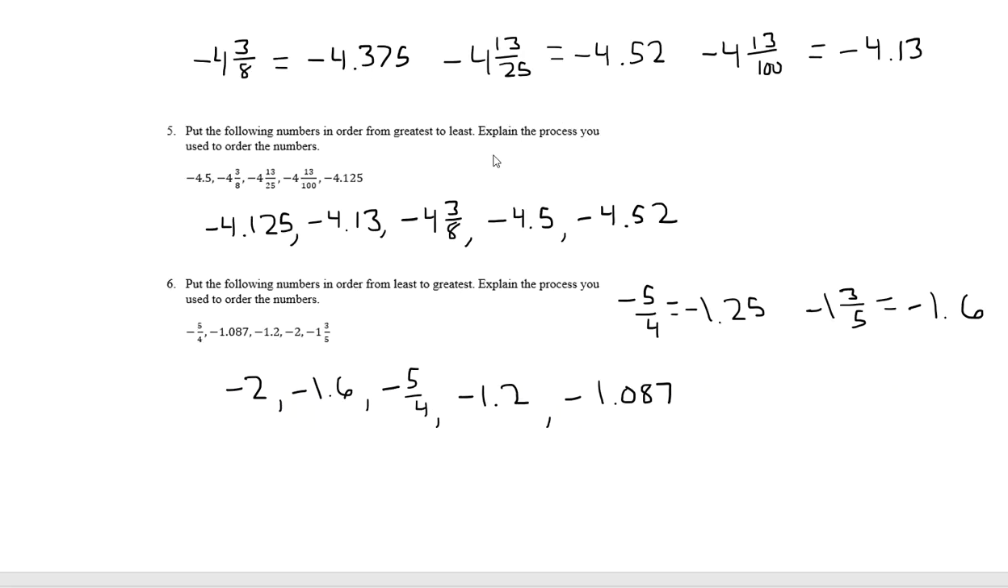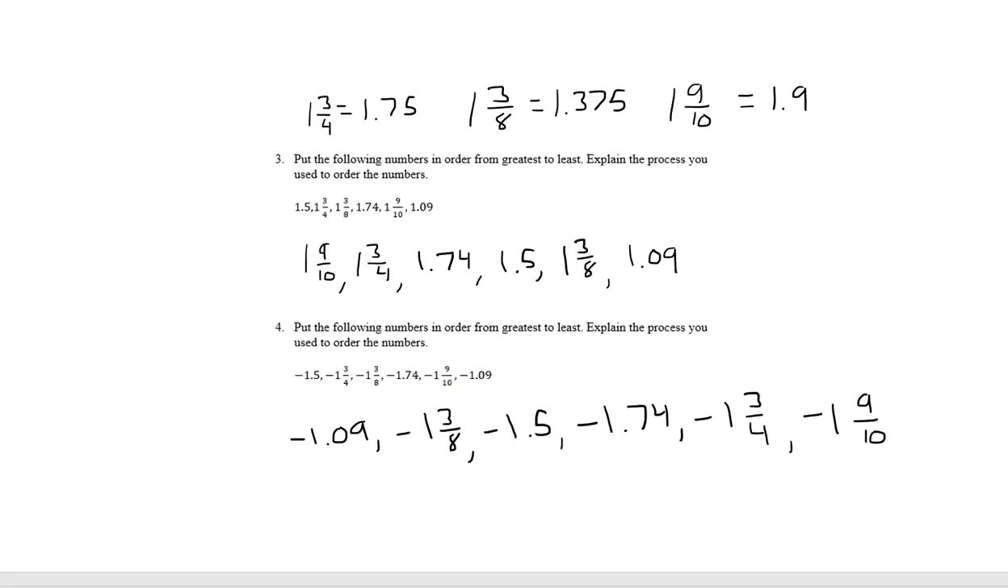Okay, so on number 5, hold on, let me go back. I need to go back to number 3 and 4. In number 3, it says put the following numbers in order from least to greatest. Explain the process you used. On these, we have some that are decimals, some that are fractions.